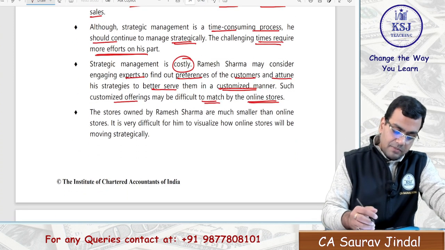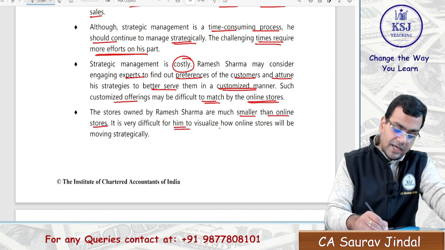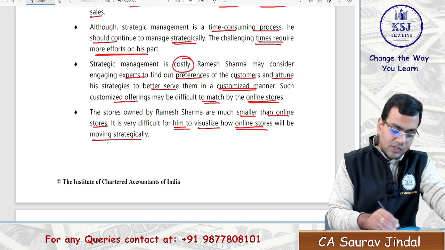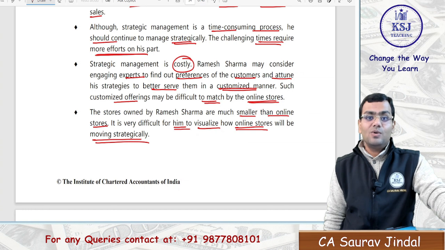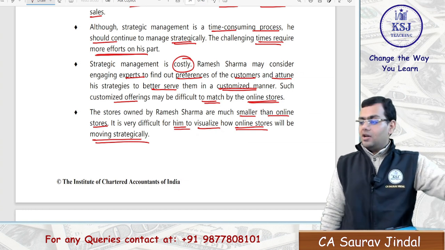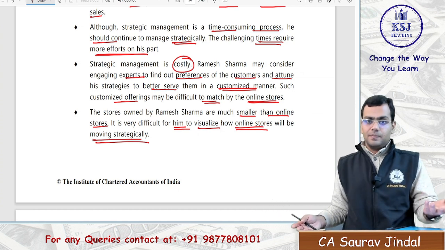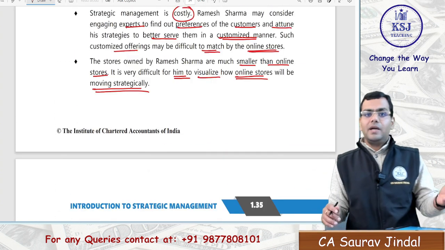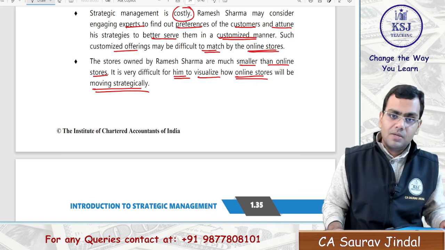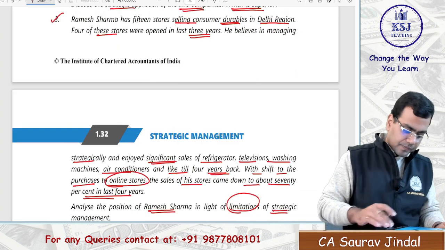The stores owned by Ramesh Sharma are much smaller than the online stores. It is very difficult for him to visualize how the online stores will move strategically, because the strategies are being prepared behind closed doors, and Mr. Ramesh Sharma cannot imagine or identify how the strategies are going to work against him. So these are the limitations. This is related to whatever limitations we have studied about strategic management. You can put it in a different way also. There is no hard and fast rule.